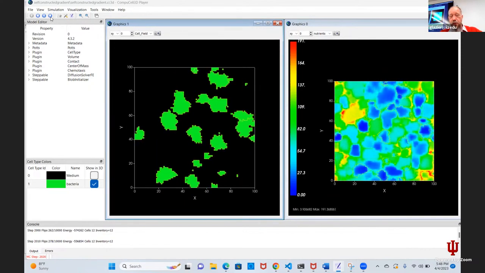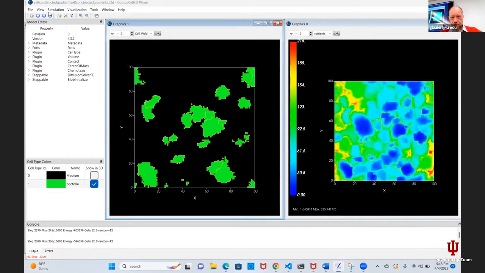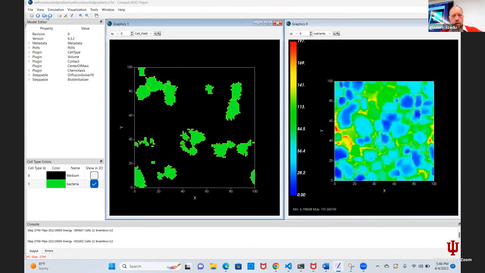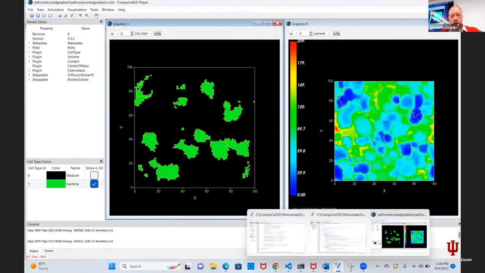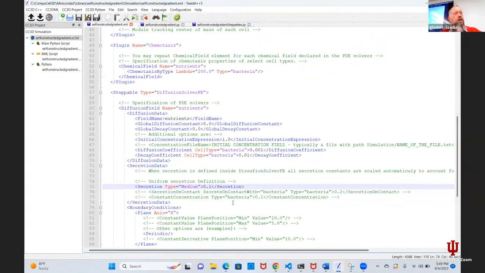And the cells are blowing up too because the chemical field is so large. And so then you can remember something that we talked about a little bit, but we didn't emphasize so much, which is that the equilibrium concentration is the secretion rate divided by the decay rate. And our decay rate is zero here in the global decay constant. And so in that case, the secretion rate and the decay rate will bring you back to one.